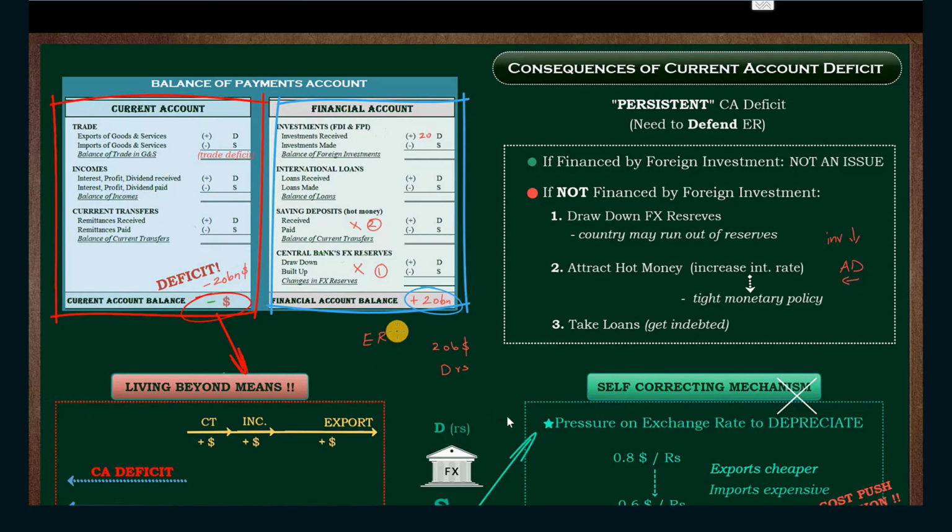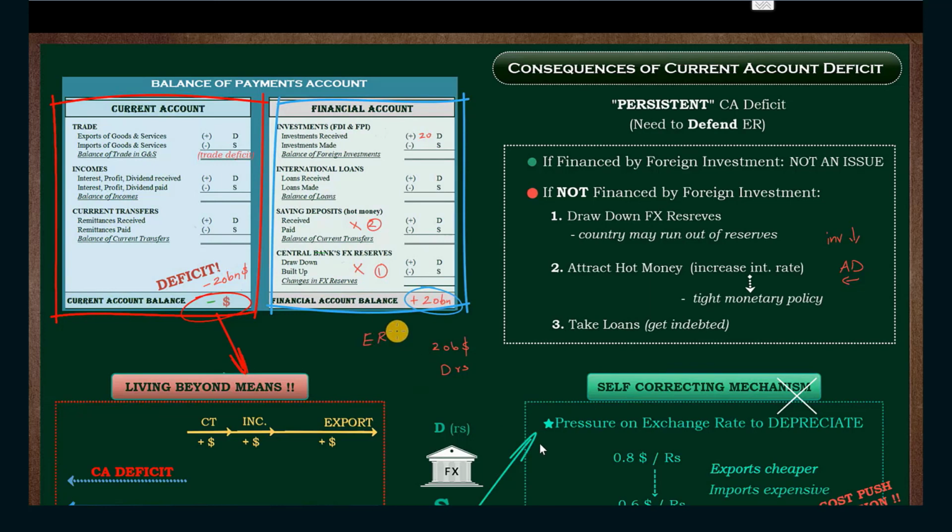So that is where we say one of the policies that you can use to correct current account deficits is exchange rate depreciation. So you are trying to defend your exchange rate, but we are saying if you let it happen, if you let it fall, it can work as a policy which can correct your current account deficit.